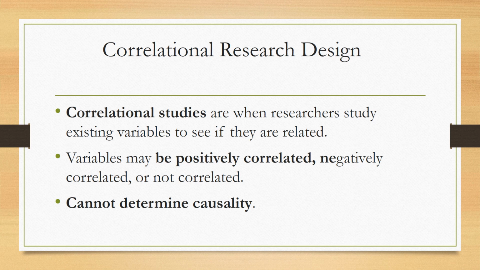If one goes up and the other goes up, we say that the variables are positively correlated. If one goes up and the other one goes down, we say they're negatively correlated. So the amount of time you spent studying for a test would probably be positively correlated with your grade on that test. The more time you spent, the more likely it would be that your grade would improve.